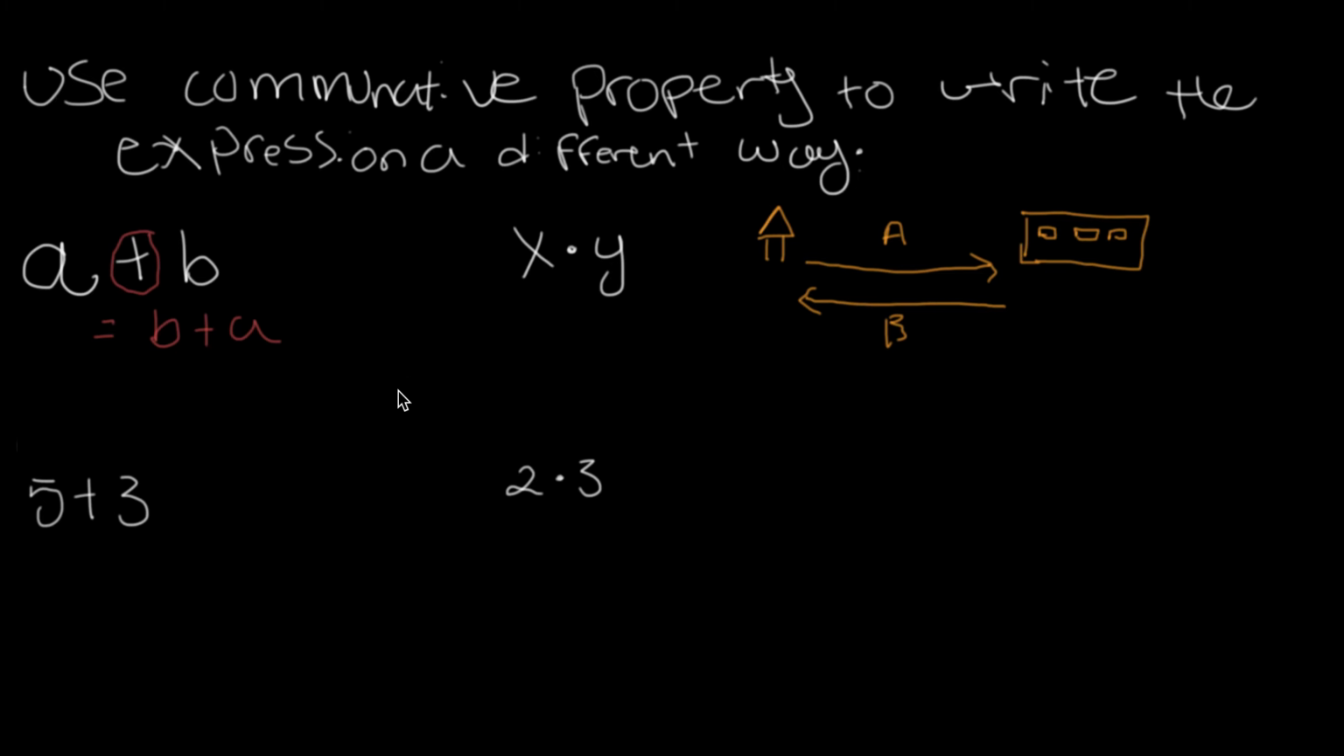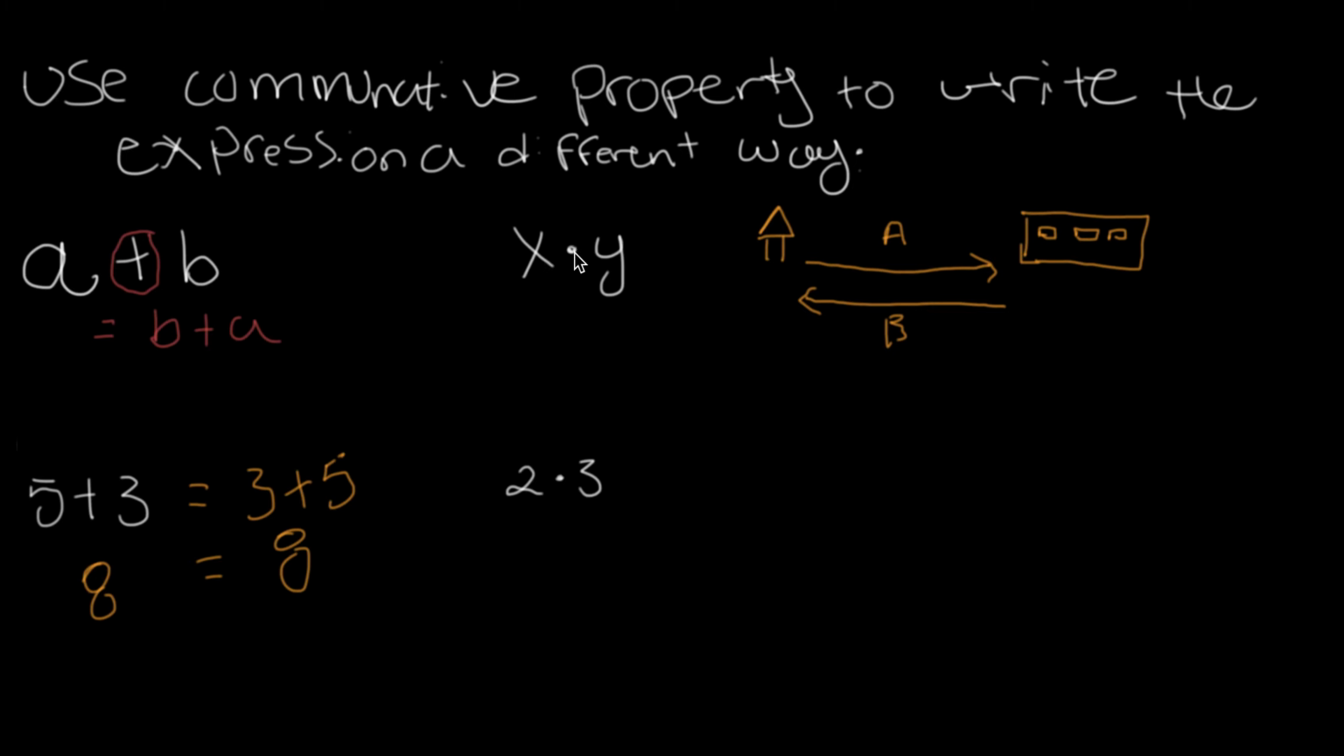And let's use a real number scenario over here. Let's say 5 plus 3 is the exact same thing as saying 3 plus 5, because 5 plus 3 is 8, and 3 plus 5 is also 8. And the commutative property works within addition and multiplication. So why don't we try it with multiplication?